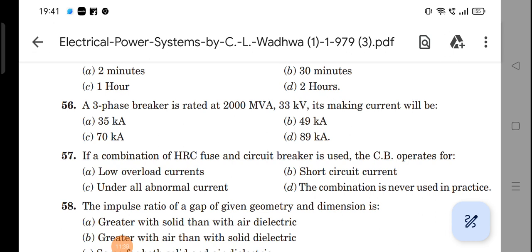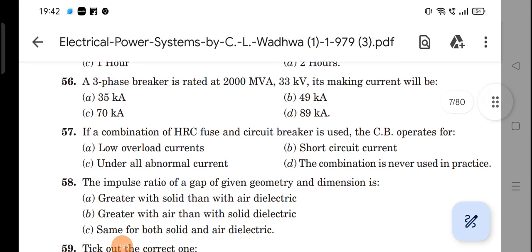Next, 57th question. If a combination of HRC fuse and circuit breaker is used, the circuit breaker operates for, okay, always, it operates for low overload currents. That means the first option is correct.